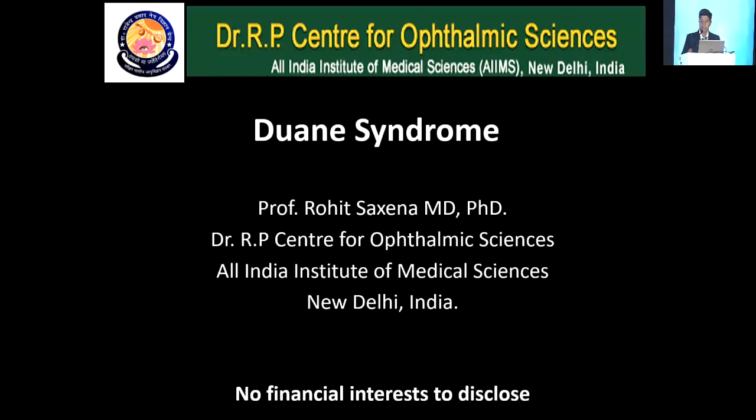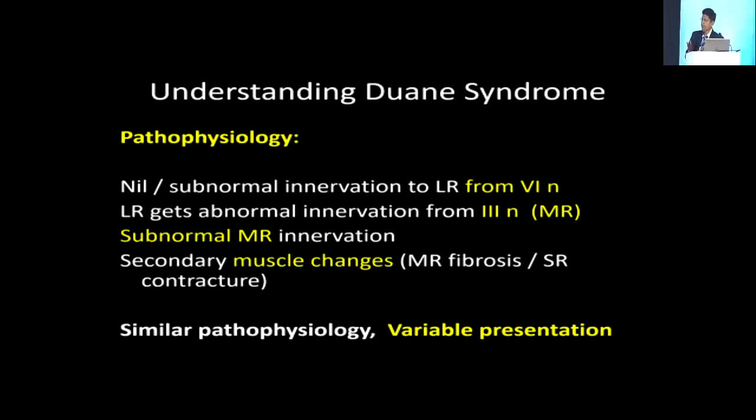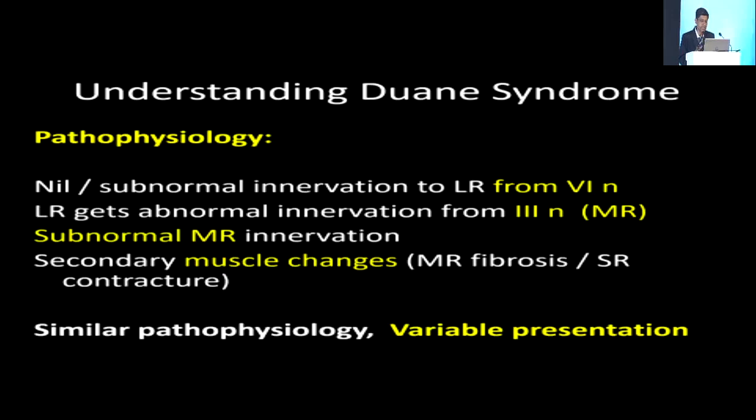So I'll be talking about Duane's retraction syndrome. The most important thing for management is to understand the pathophysiology. Just a quick brief: Duane's is extremely interesting, and its presentation can be very unique. It's now part of the comprehensive group of congenital cranial dysinnervation syndromes, where we get many different kinds of dysinnervation, and this is one of the most common.